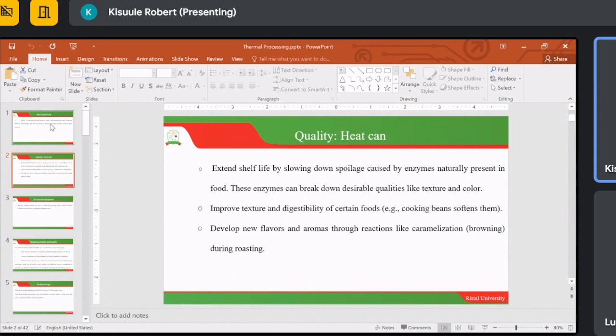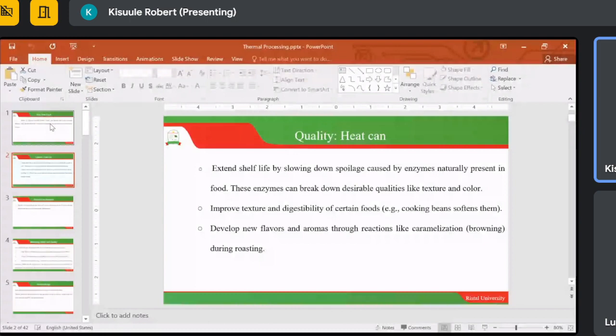So it will slow down spoilage of the food and deterioration that could be caused by the enzymes that are always present in food. When these are broken down, we get the desirable qualities. But if they are not, these enzymes will break down the qualities that we expect the food to have, things to do with the texture of the food, the color, and so on.